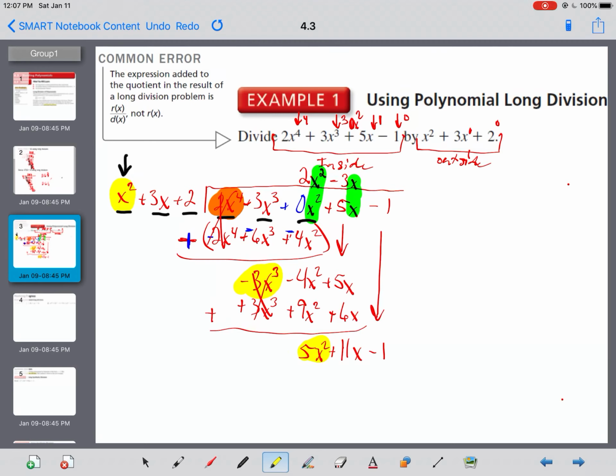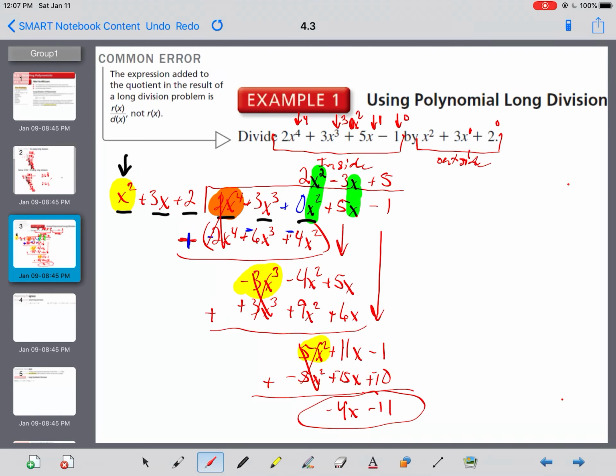So how do we get to 5x squared from x squared? We multiply by a 5. 5 times x squared is 5x squared. 5 times 3x is 15x. 5 times 2 is 10. And then instead of subtract, we're going to add the opposites. Negative 1 and negative 10 is negative 11. 11x and negative 15x is negative 4x. 5x squared and negative 5x squared goes to 0.